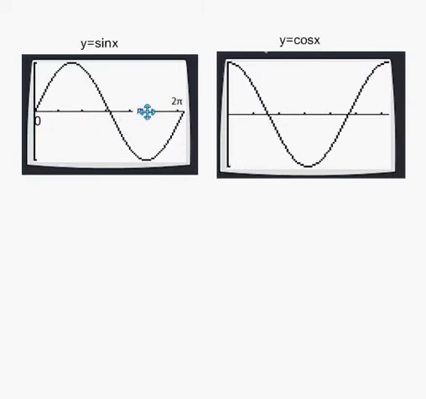Since this is 0 and that's 2 pi, halfway would be pi, and then halfway between 0 and pi would be pi over 2, and then halfway between 1 pi and 2 pi would be 1.5 pi or 3 pi over 2. You could do the same thing with cosine after you get good at memorizing that shape.